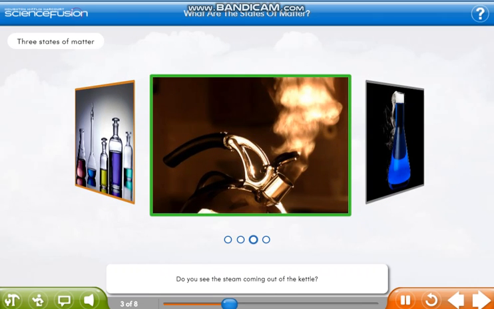Do you see the steam coming out of the kettle? That's a sign that water vapor, a gas, has been produced. Gas is the third state of matter. Gases do not have a definite volume or shape. Although you can't see gases, the steam tells you that a gas is in the air. The steam forms when invisible water vapor, a gas, condenses to form tiny water droplets.